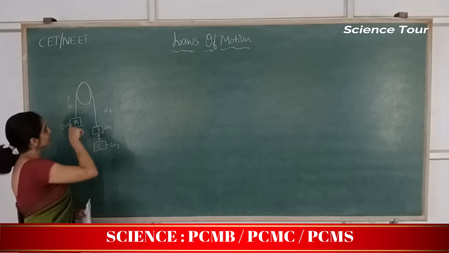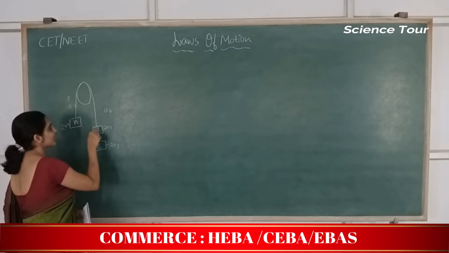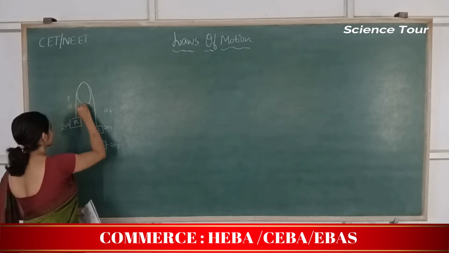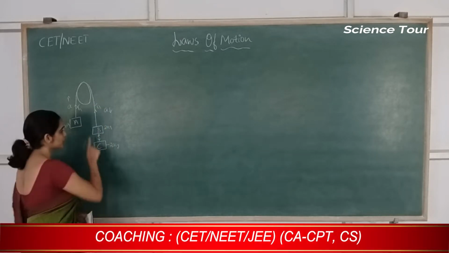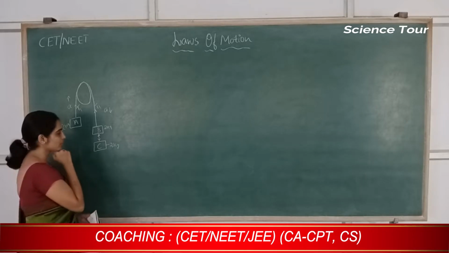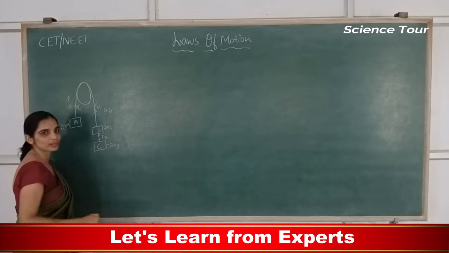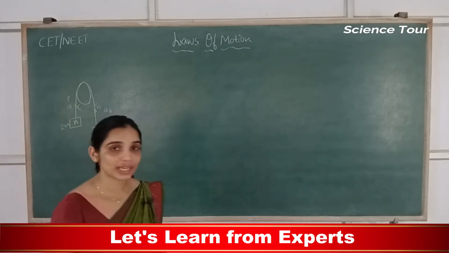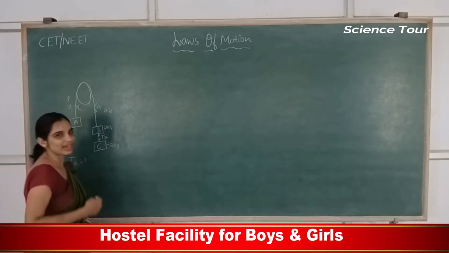One string is connecting A and B, so the tension in that string will be the same at any point. If I take the tension here as T1, then this is also T1. But B and C are connected through a different string, so the tension acting on that string is T2. Am I right? Now they are asking what is T2? We have a direct formula.